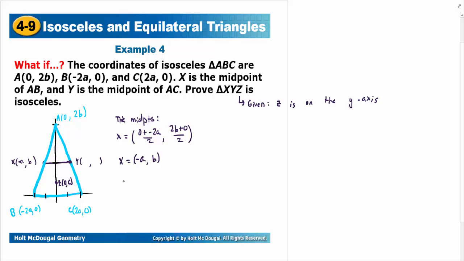Also do the point Y. Y equals, add your x's. So I'll go (0 plus 2a) over 2, and then (2b plus 0) over 2. Same thing here. Looks like the zeros are gone. So 2a over 2 is a. The 2's cancel. 2b over 2 is b. So I got my points. I have (a, b).